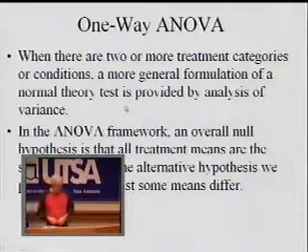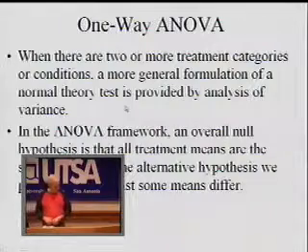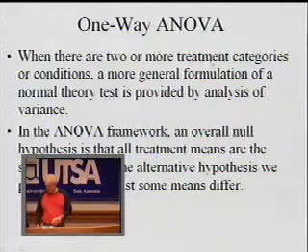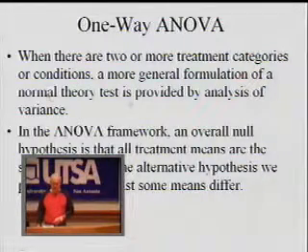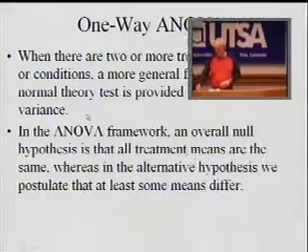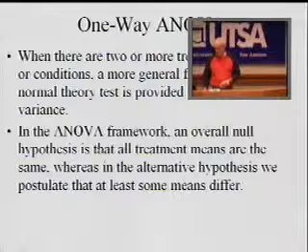And again, I'm assuming you just select that in your software package, and we should be able to reach the point of showing the example that I have in the lecture set here. So the one-way ANOVA, when there are two or more treatment categories or conditions, or a more general formulation of a normal theory test, is provided by analysis of the variance. In the ANOVA framework, an overall null hypothesis is that all treatment means are the same.